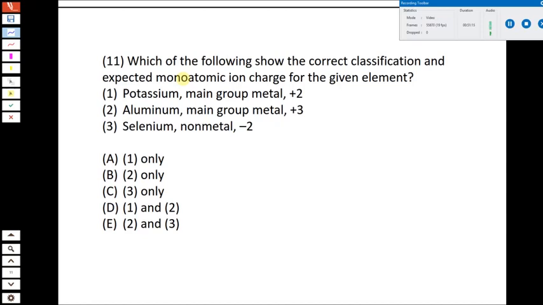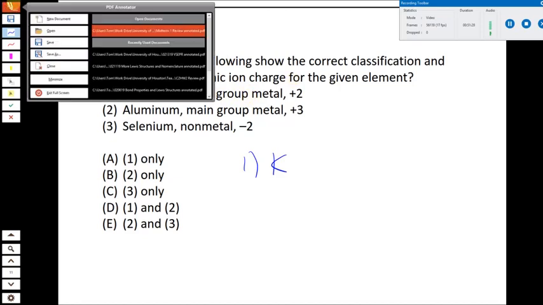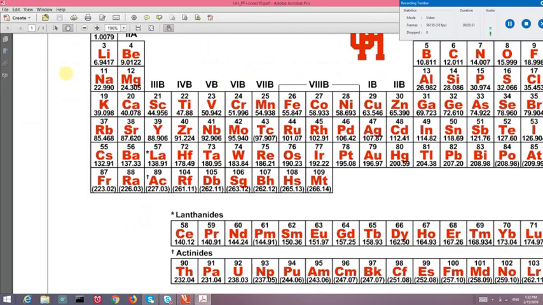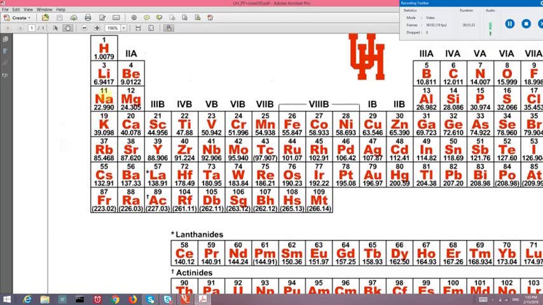All right, so the first one is potassium. So we have to know the symbol for potassium. Anybody want to hazard a guess? K, it's a weird one, but it's K. So we need to find K on the periodic table and figure out which type of element it is and what its expected charge is if it forms an ion. So K on the periodic table is number 19, which is here.